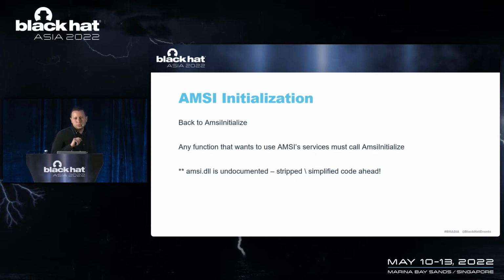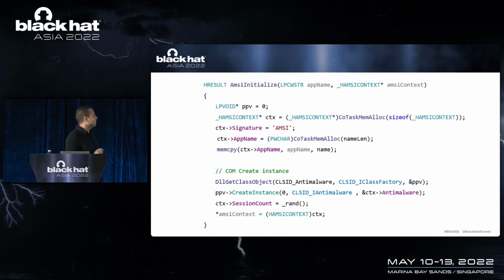Any function that wants to use AMSI services must first call AmsiInitialize. Before we continue, I want to mention that the AMSI DLL is undocumented, so all the code we are going to see right now was reverse engineered and simplified for reasons of convenience and understanding. And bear with me, it's going to be a little tough. This is what AmsiInitialize looks like.